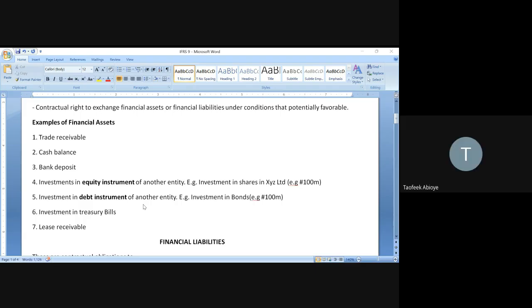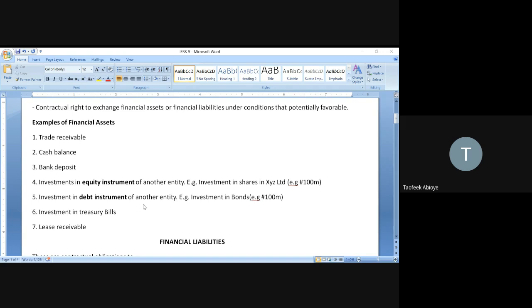Now we have investment in treasury bills. Treasury bills is a debt instrument too. So when you invest in treasury bills, we have bond, we have treasury bills, we have debenture, we have the likes. All of them are debt instruments. It is only shares, investment in shares, that is equity instrument.